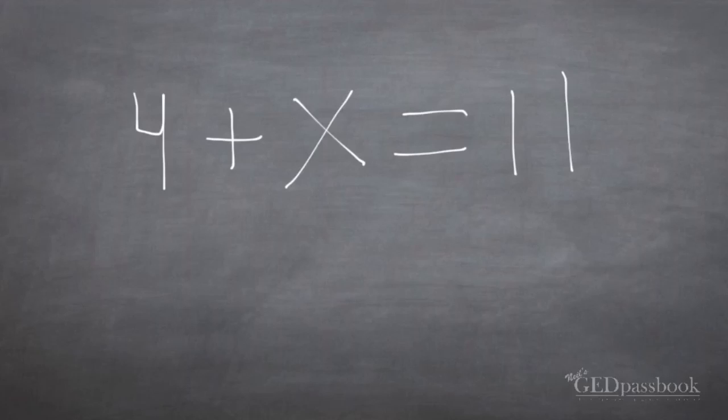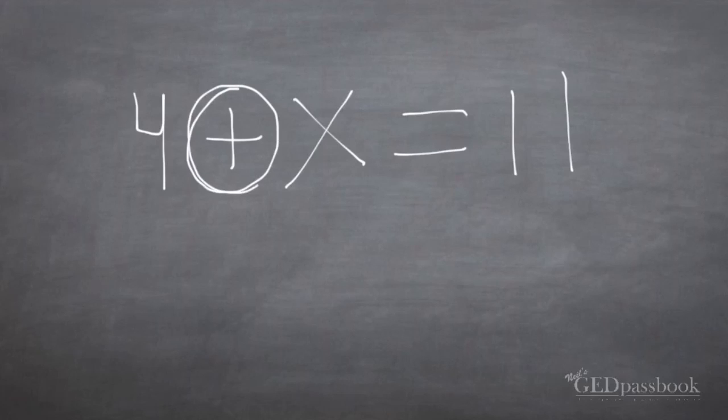So here we have a standard basic equation, right? 4 plus a number equals 11. Now, using common sense, you guys could already see that x would be 7, right? You already know that 4 plus 7 would equal 11. But there is a way of finding this mathematically. And this is what you guys got to do.